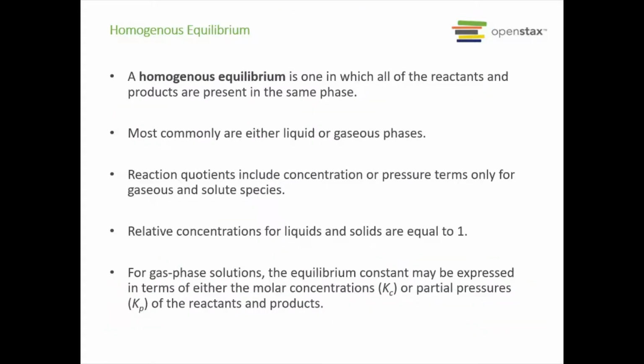So now let's talk about a couple different types of equilibrium, starting with homogeneous. Homo meaning same. So a homogeneous equilibrium is one where all the reactants and products are present in the same phase. This shouldn't be liquid, this should say aqueous. This is generally either the aqueous or the gaseous phase. Okay, not the liquid phase, that's a big typo.